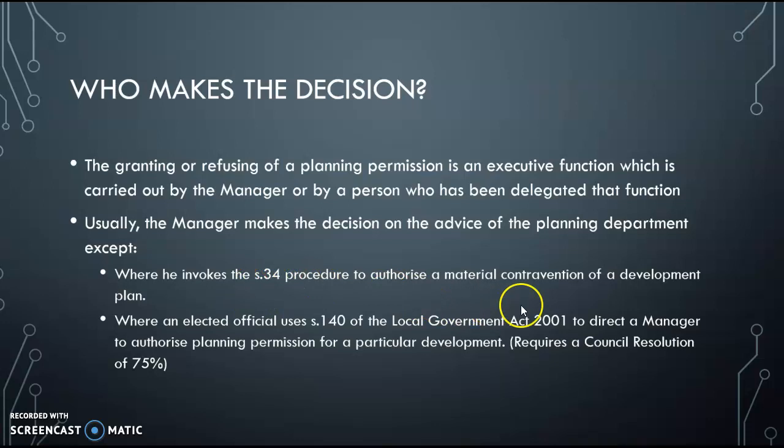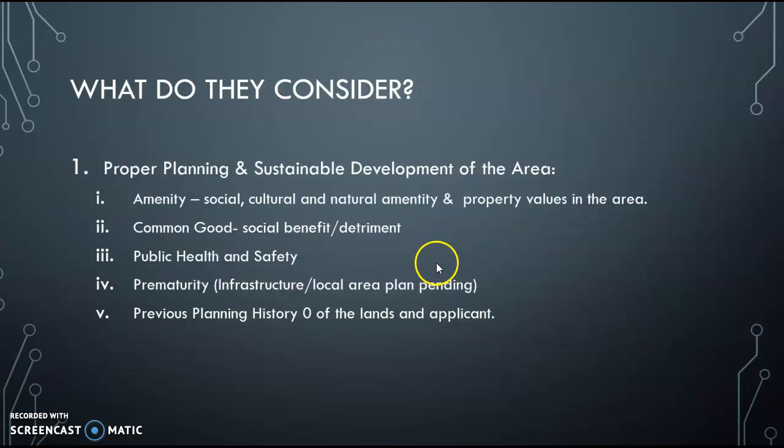under Section 34, where he authorises a material contravention of the development plan, using that process we looked at earlier on, or where an elected official uses Section 140 of the Local Government Act 2001 to direct a manager to authorise planning permission for a particular development after a council resolution of 75% is passed. So the elected council officials can overrule the county manager in exceptional cases.